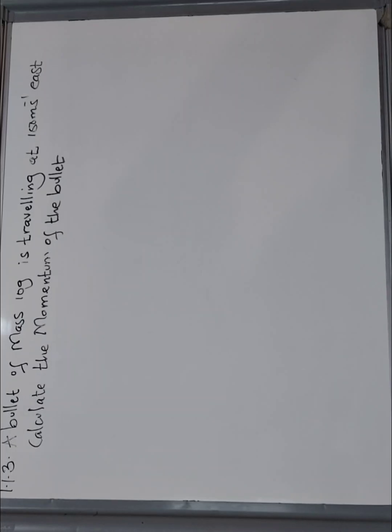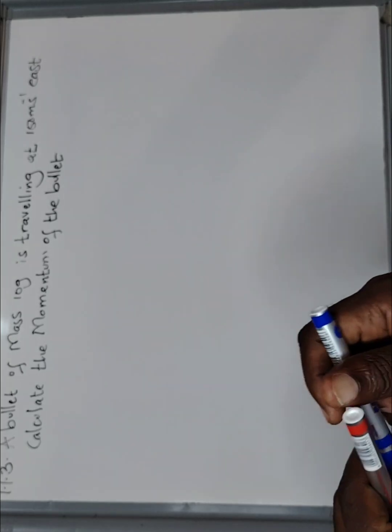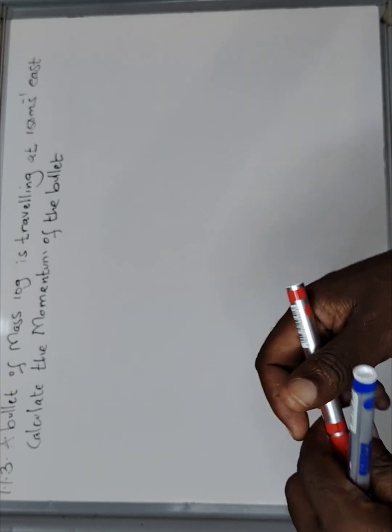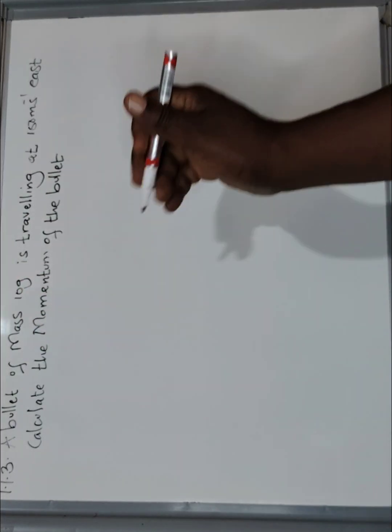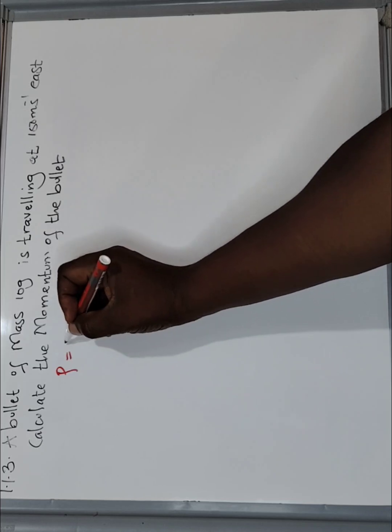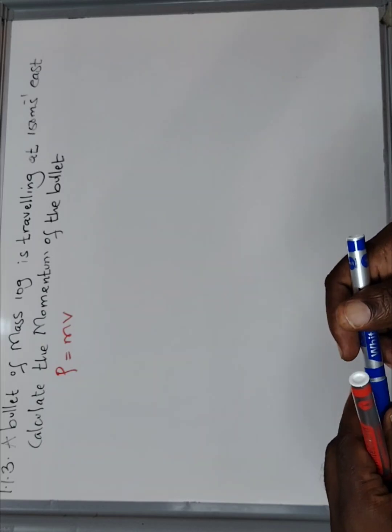So there comes the question. It says that a bullet of mass 10 grams is traveling at 150 meters per second east. And it says calculate the momentum of the bullet. So this is the first question we are going to look at here. Under the circumstance, we advise you that the first thing to do is to quote the right formula. So in this case, the right formula is going to be P is equal to mv, or momentum is equal to mass times velocity.